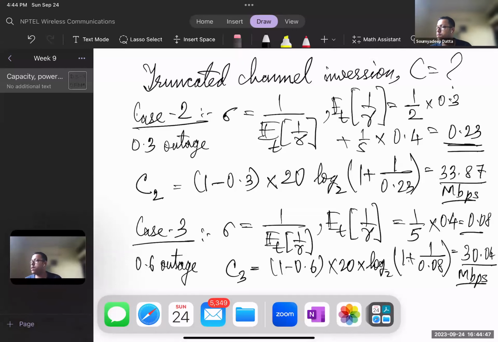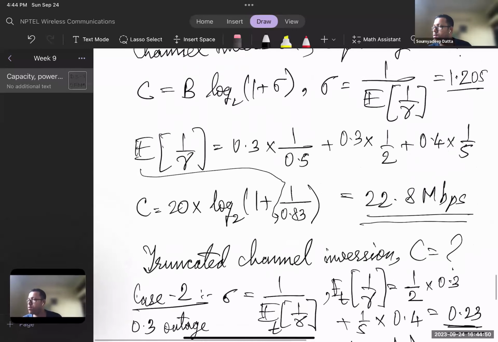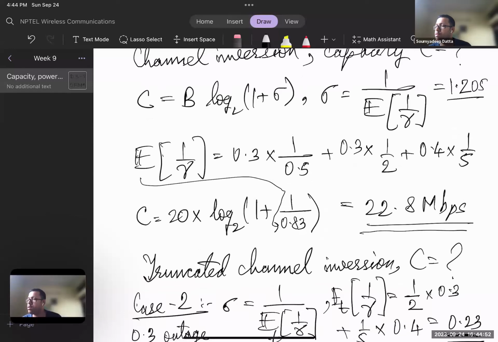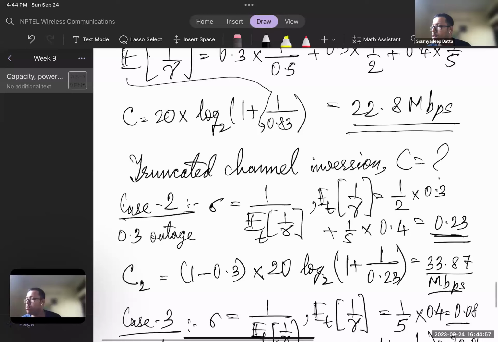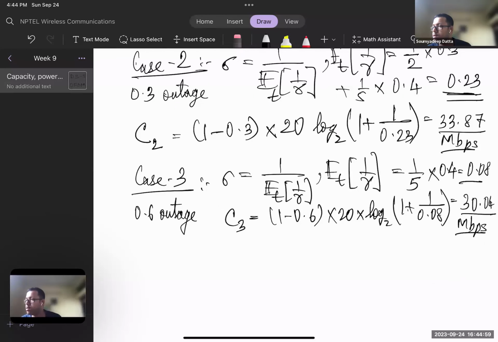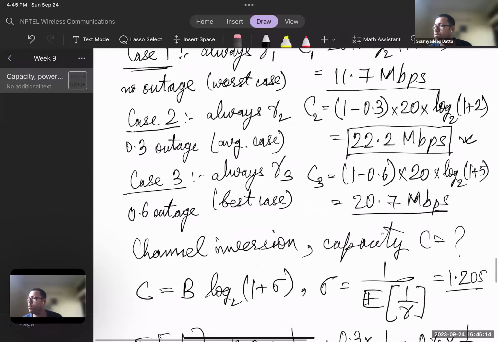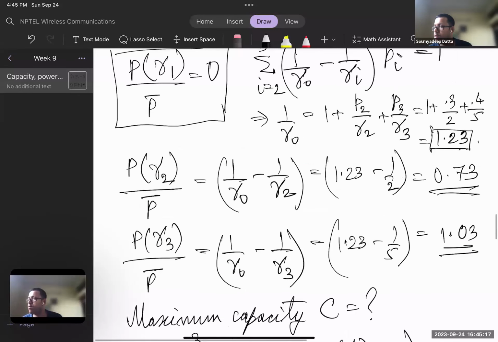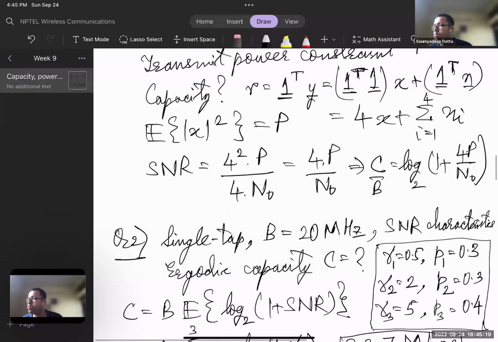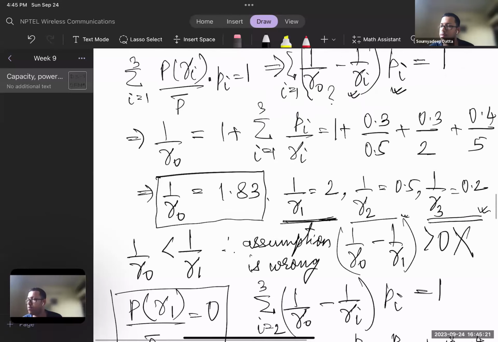So out of these three situations, in the first case, when we are considering inversion over all the channels, we have 22.8 Mbps. Second case is 33.87. Third is 30.04. So we pick the second case because it has the highest value. And so we can see that with truncation, we can obtain a pretty good value, 33.87. That is very close to water filling allocation. Water filling is almost 34.